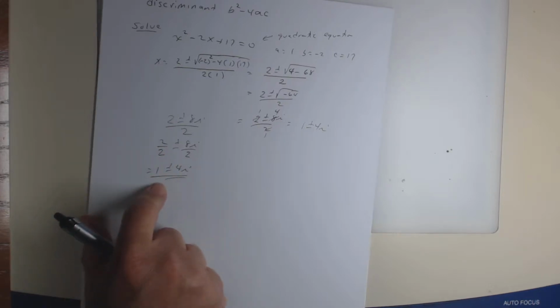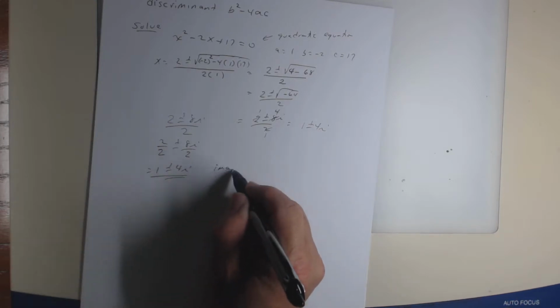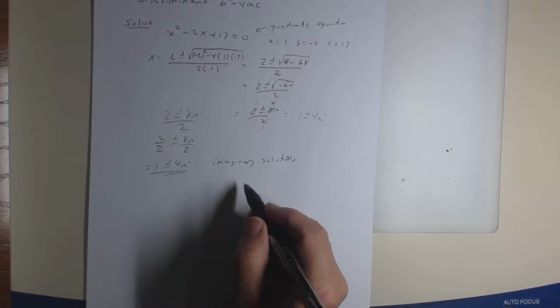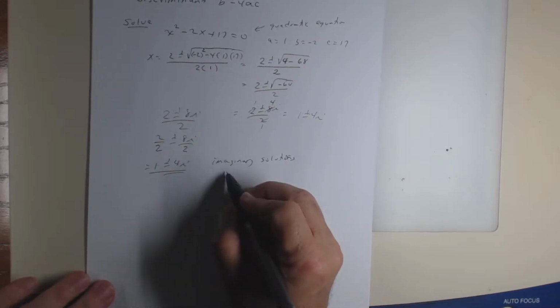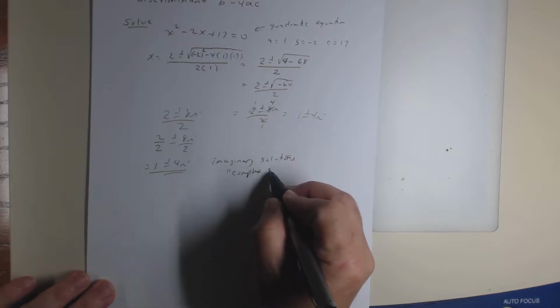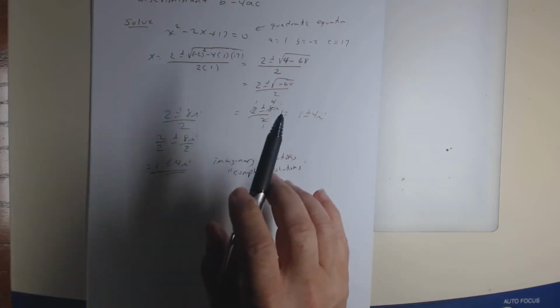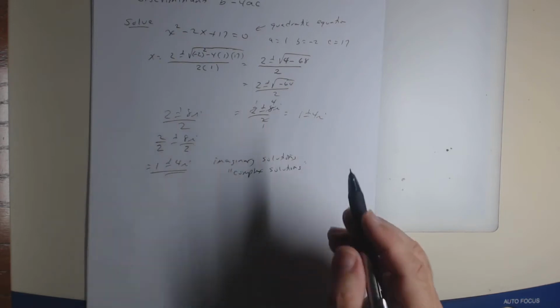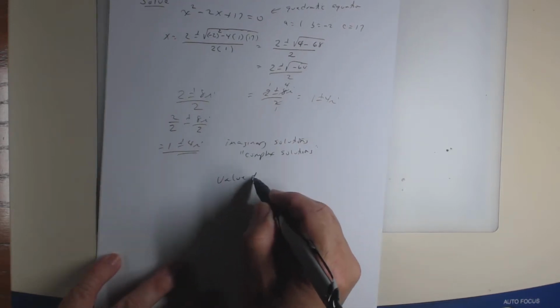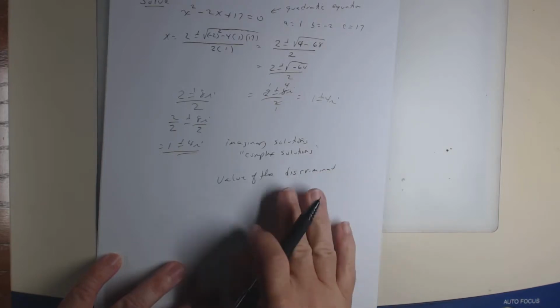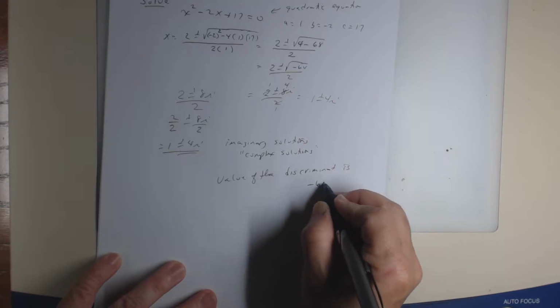All right. Now, what kind of answer did I get? What kind of solutions did I get? An imaginary one. Imaginary solutions. All right, imaginary solutions. Sometimes it's called complex solutions. So we have that i in there. Okay, so I want you to notice the discriminant. What was the value of the discriminant? Negative 64. So the value of the discriminant is negative 64.